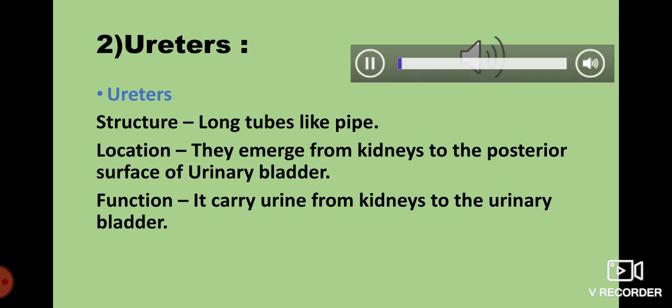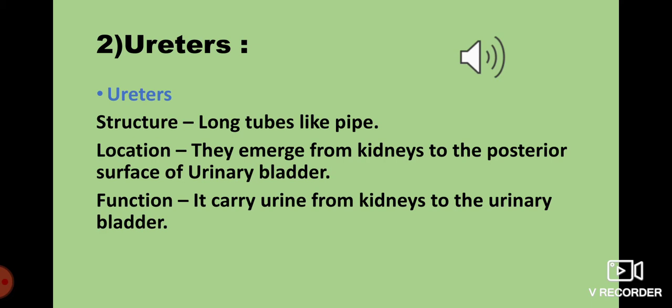Our next part of the excretory system is the ureter. Ureters are the pipes, long tubes which come out from each kidney. These are long tubes which extend from the kidney. Location: they come out from the kidney to the posterior surface of the urinary bladder. Posterior means पीछे की तरफ, at the back. So they are present at the back of the urinary bladder. They are joined at the back of the urinary bladder.